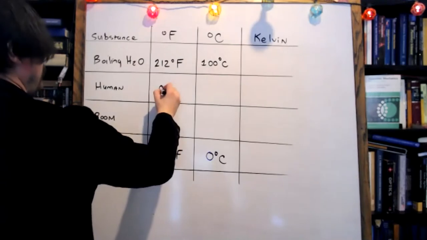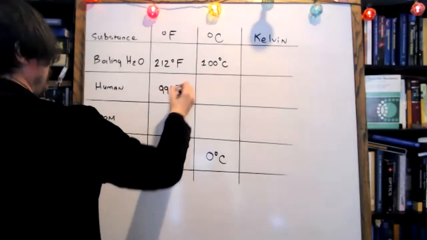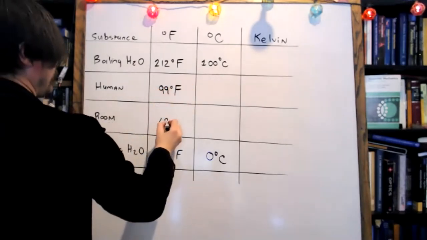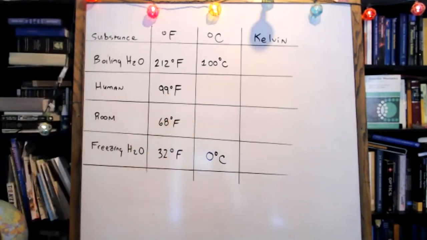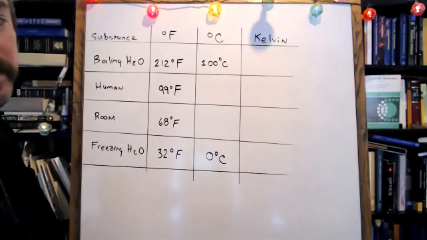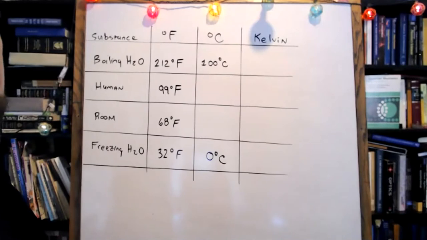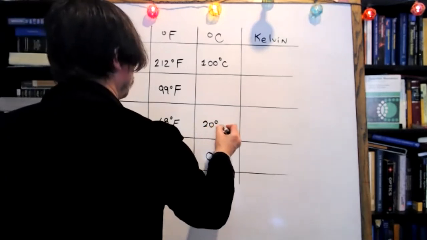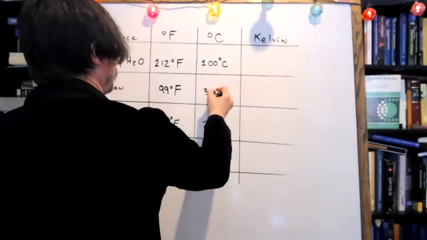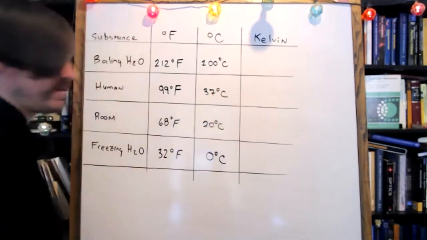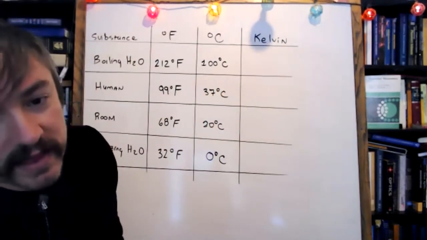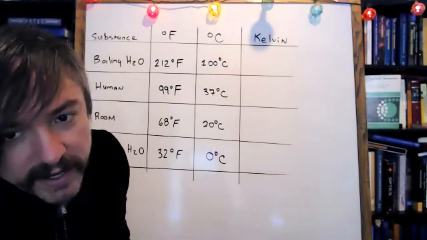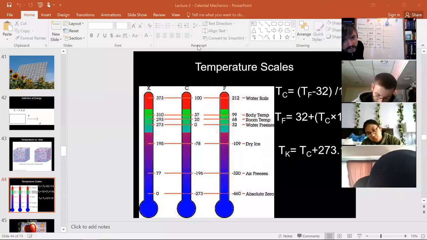A human body is about 99 degrees Fahrenheit. And room temperature for most people is 68 degrees Fahrenheit. In the Celsius system, oh, I'm so bad at this. I think room temperature is 20 degrees Celsius and a human body is like 37 degrees Celsius. I think I got that. Let's just double check my memory here. Yeah, okay, cool.